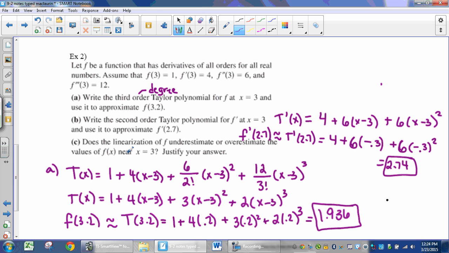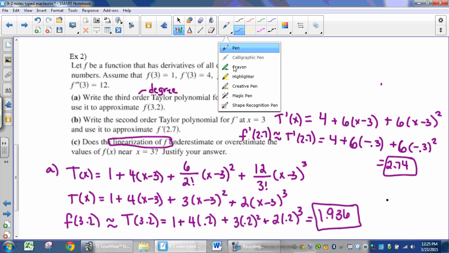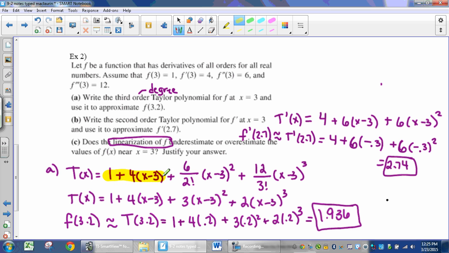Wonderful. Does the linearization of f underestimate or overestimate the values of f near x equals 3? Now, quick thing, the linearization of f means the tangent line for f, and that is actually something we already have. It's right here. The first two terms of a Taylor series are the linearization of f. Well, a linearization is like a tangent line. Is a tangent line an underestimate or an overestimate? Wait, this sounds familiar. If I have a curve and its tangent line, this tangent line is below this curve because this curve is concave up.